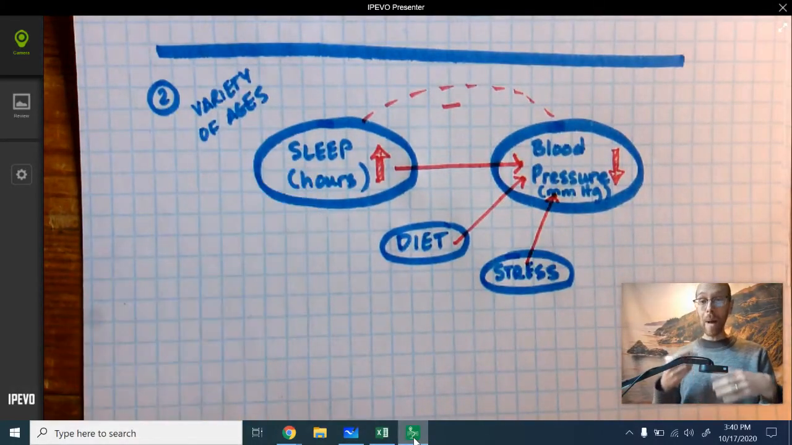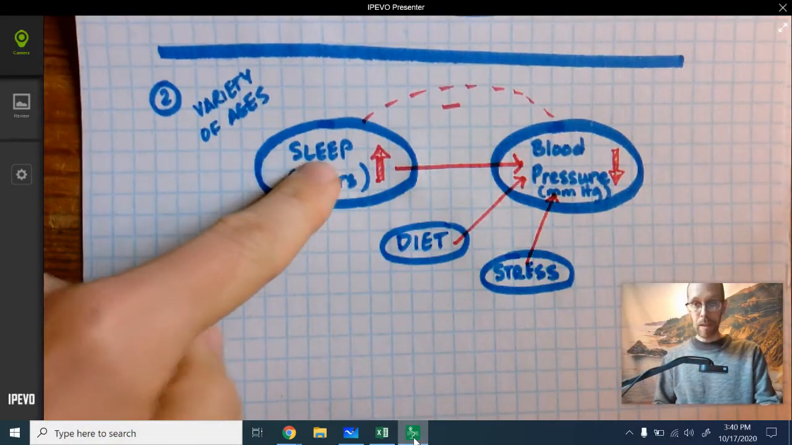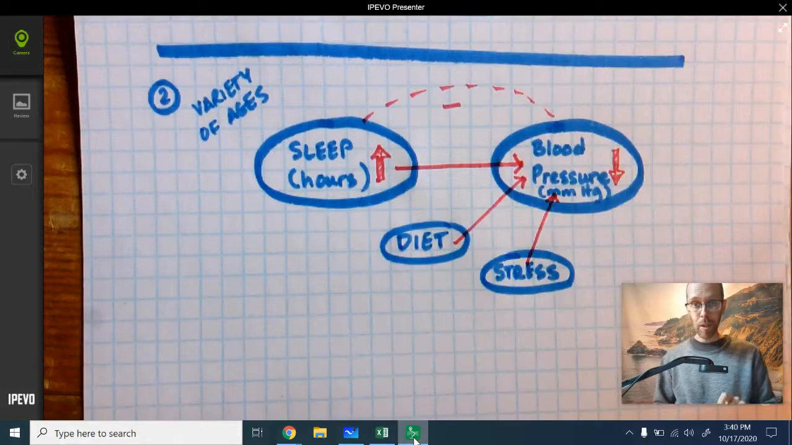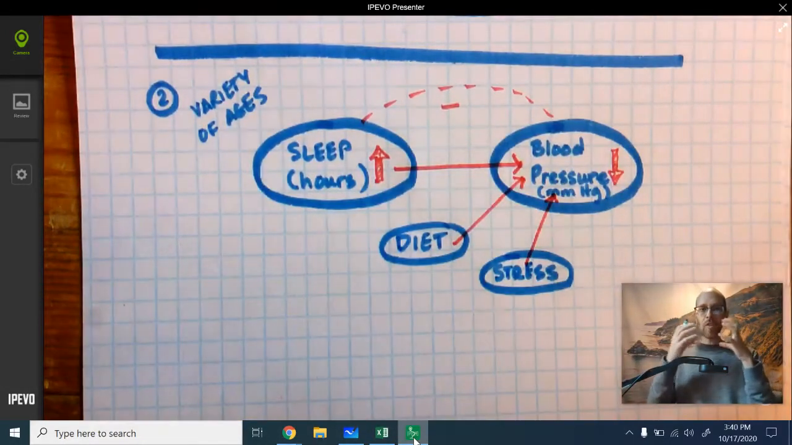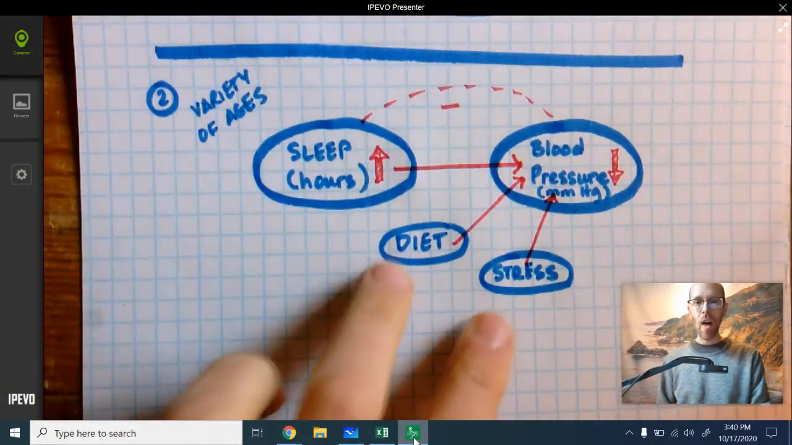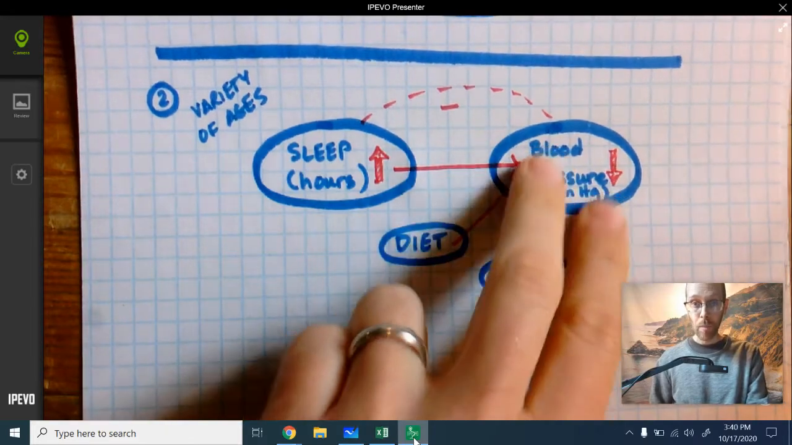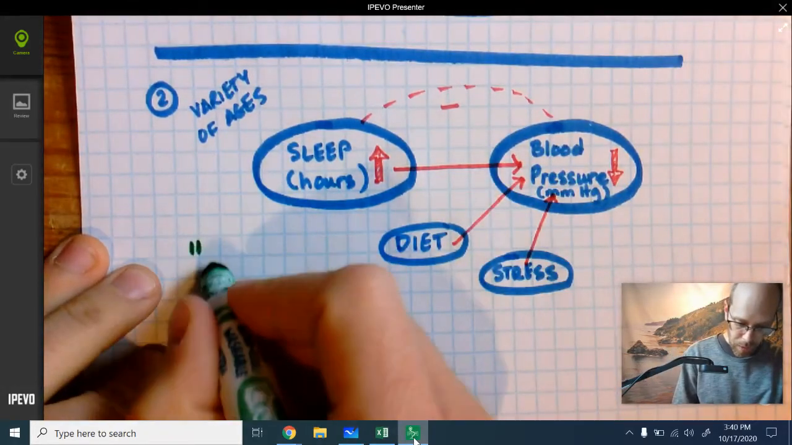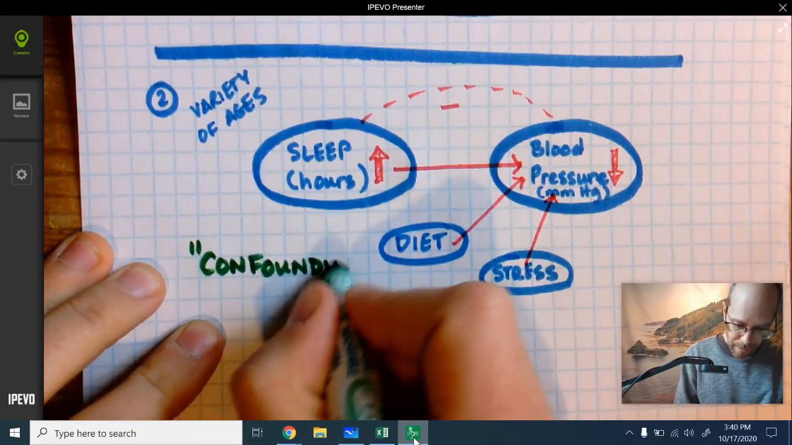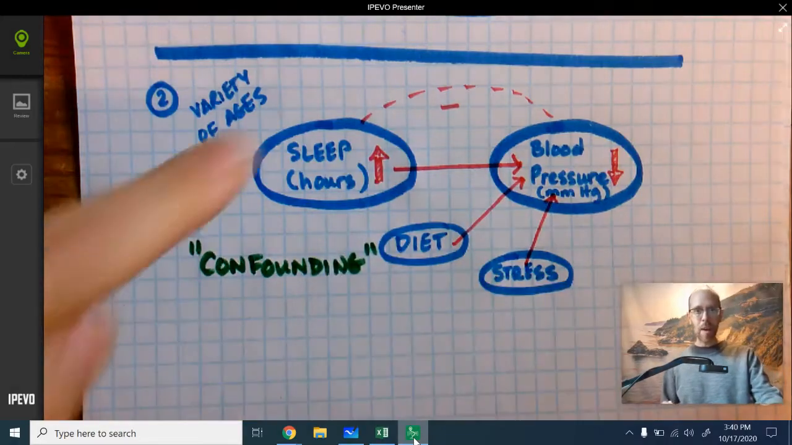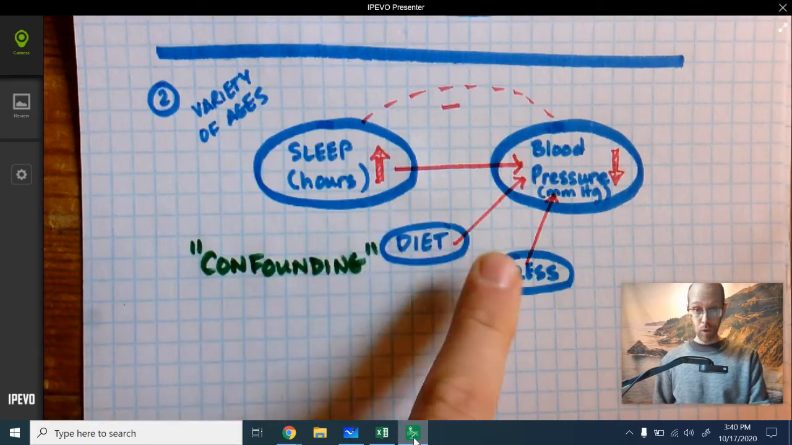So while it is possible that these people that we went up and we asked how many hours they sleep a night, and then we measured their blood pressure, it is possible that the sleep is causing the lower blood pressure, but we can't separate the sleep from these other factors that could also be causing the lower blood pressure. And so we call this confounding. Confounding means that we can't separate the effects of sleep from the effects of diet and stress.